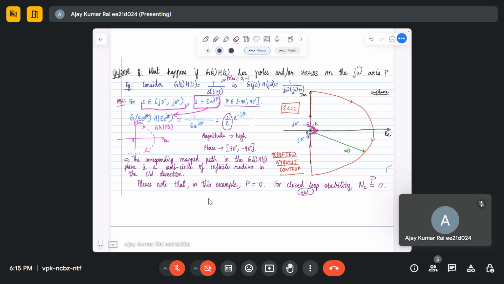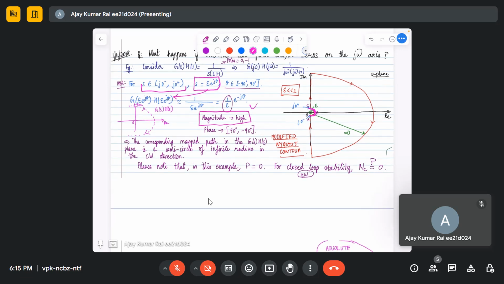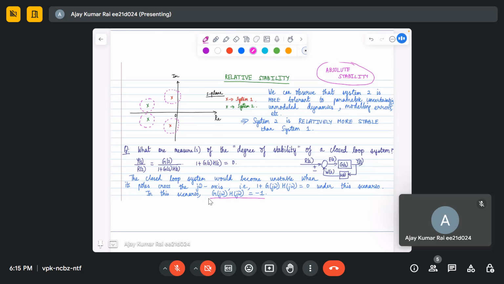Okay, and we'll get the values here. So you can see that almost all the time you'll get this, because we have the proper transfer function. Magnitude will be high, high means infinity, and phase we'll see, it depends on the open loop transfer function. Okay, so this was the particular example they have taken, and we have seen the concept of relative stability.